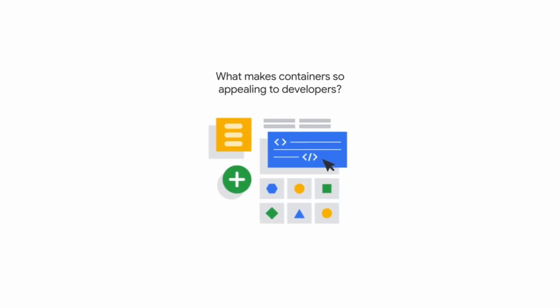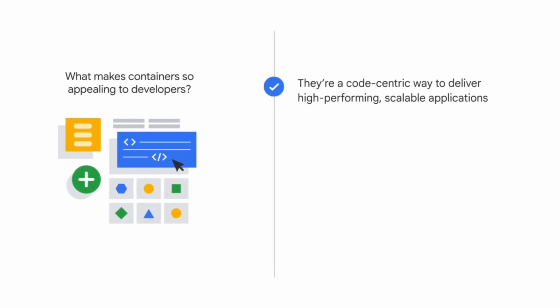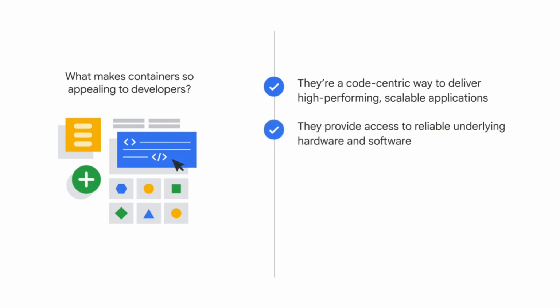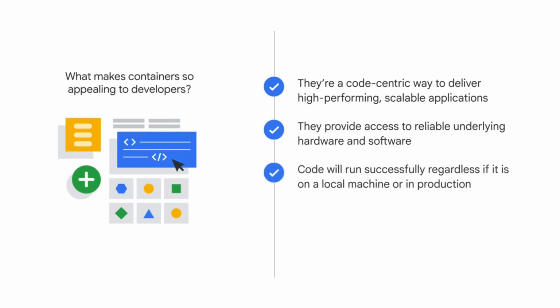But what makes containers so appealing to developers? First, they're a code-centric way to deliver high-performing, scalable applications. Second, containers provide access to reliable underlying hardware and software. With a Linux kernel base, developers can be confident that code will run successfully regardless if it's on a local machine or in production. And if incremental changes are made to a container based on a production image, it can be deployed quickly with a single file copy.